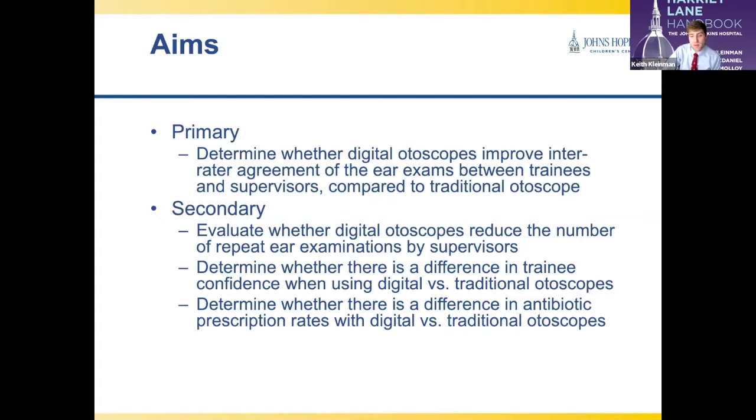Other things that we wanted to look at is whether there was a difference in confidence between the digital and traditional otoscopes, and whether or not there was a difference in antibiotic prescription rates.